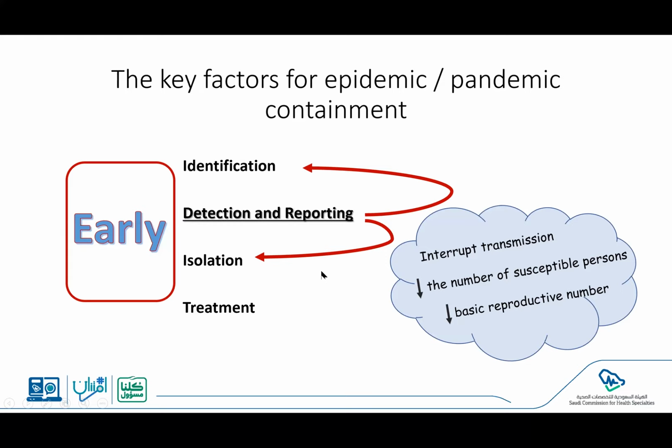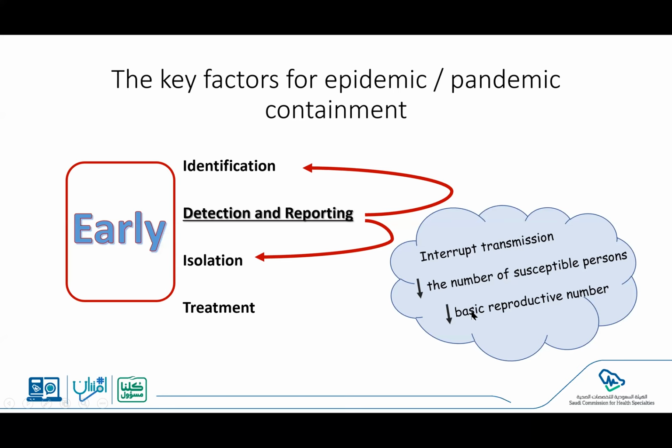So early or prompt detection and reporting of the virus will interrupt transmission, will decrease the number of susceptible persons by isolating the positive cases, and will reduce the basic reproductive number of cases by flattening the curve. Early detection will allow, as much as possible, flattening the curve of all cases all around the world.